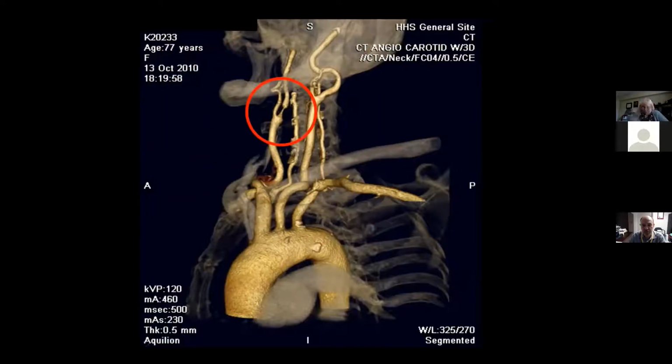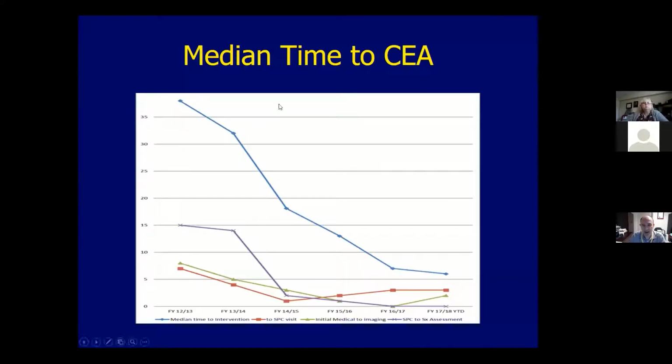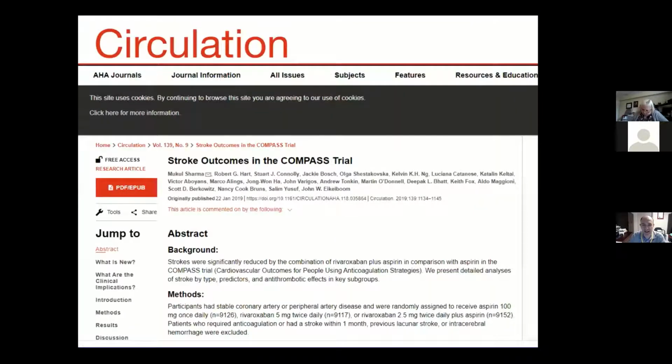So there it is in case, let's see. And you know, we always show this slide, right? I like showing that our median time to CEA in Central South and at the General in particular has dropped like a rock from 2012 to, you know, recent years. And that has to do with a lot of the pathways we've implemented, and it's not really the point of today's talk, but worth sharing.